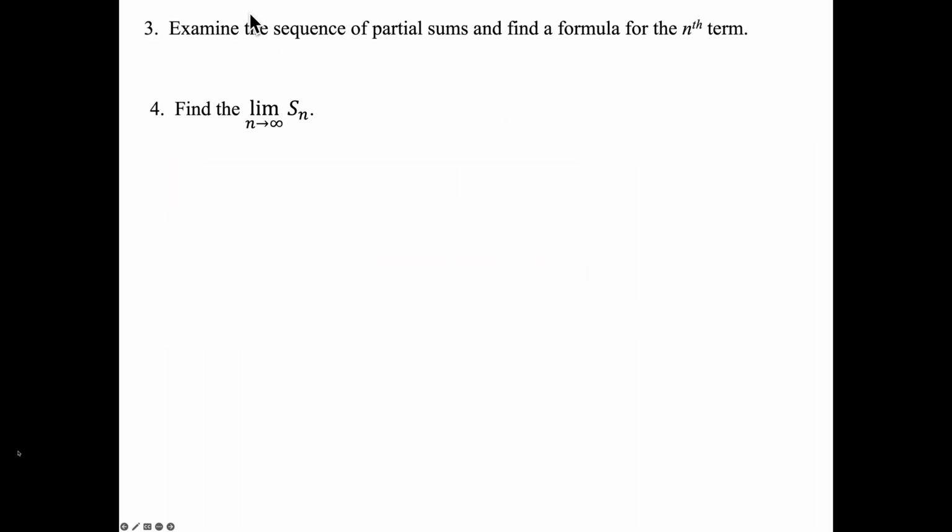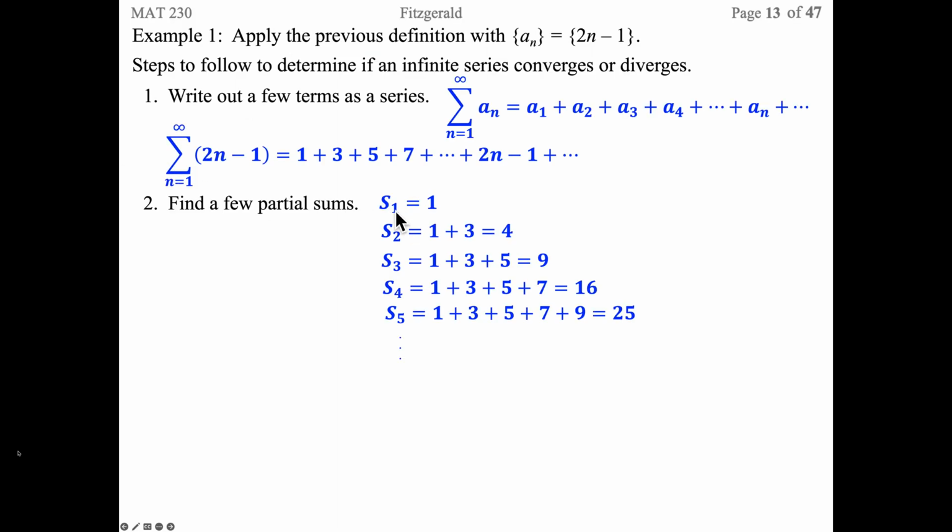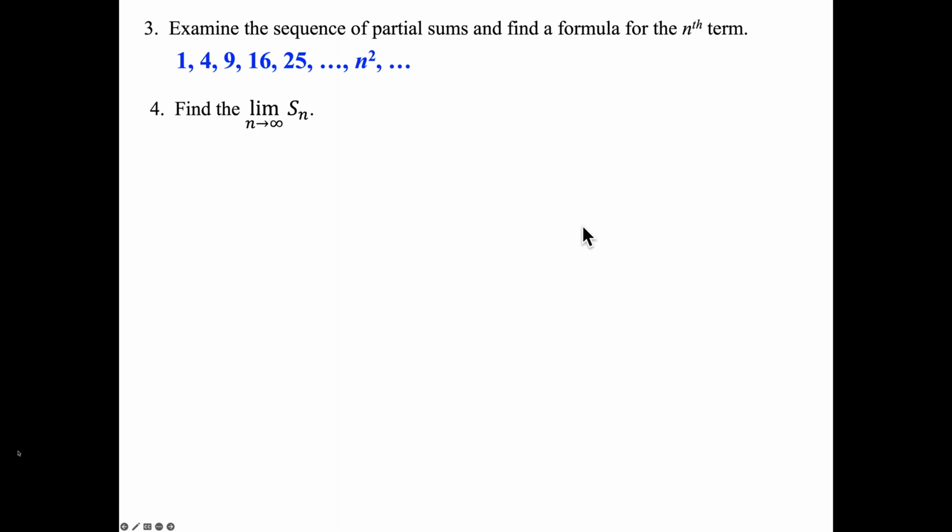Step 3, examine the sequence of partial sums and find a formula for the nth term. So if I have 1, 4, 9, 16, 25, these are perfect square numbers: 1 squared, 2 squared, 3 squared, 4 squared, 5 squared. So if I go back to here, 1 squared is 1, 2 squared is 4, 3 squared is 9, 4 squared is 16, 5 squared is 25. So my partial sum sequence function is n squared.